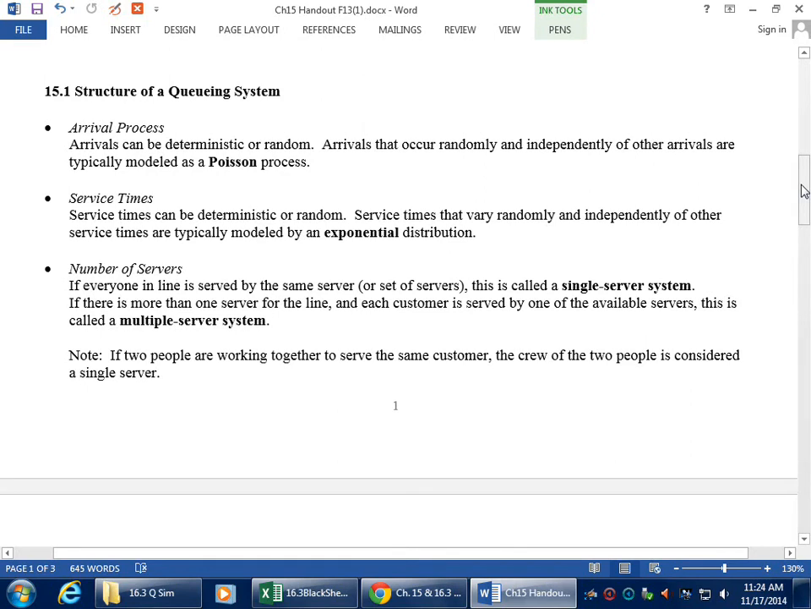One characteristic is the arrival process. What is the arrival process? Do people make appointments, or do they just show up? For instance, if you go to McDonald's, do you have to make a reservation? No, you just show up. Is that inconsiderate? No, they're not expecting you, and you just show up.